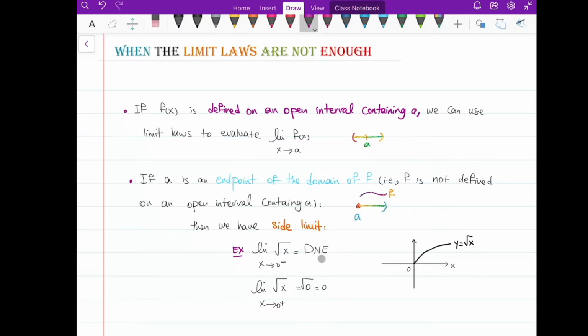Very good. So when a is an endpoint, and we take the limit of the function as x gets closer to a, we need to pay attention that on one side the limit does not exist, while on the other side we can use the limit laws.